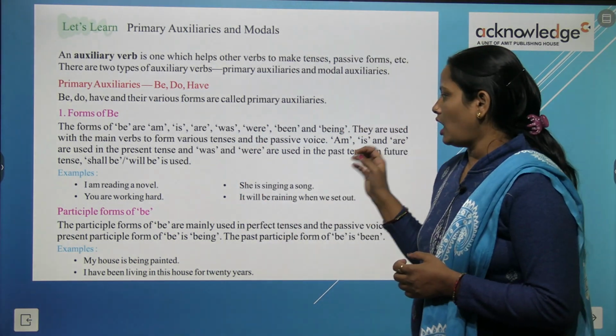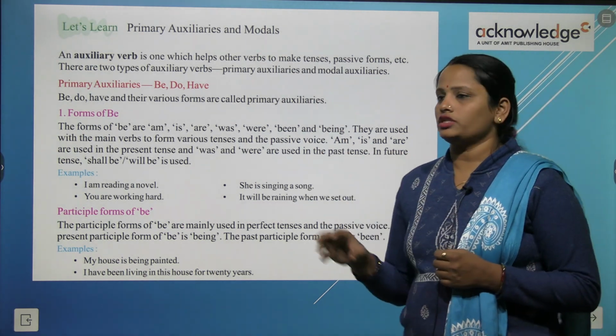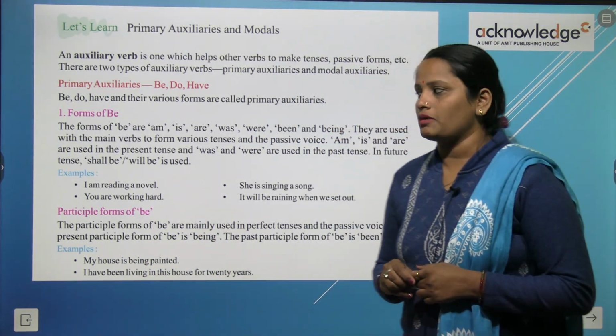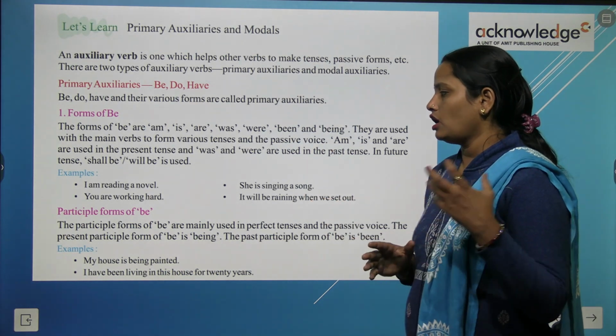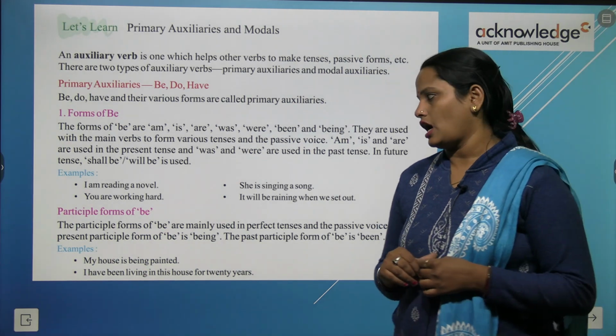Was, were are used in the past tense. Past tense में use होते हैं. And in future tense, shall be or will be used की जाती है. Examples are: I am reading a novel, she is singing a song, you are working hard, and it will be raining when we set out.